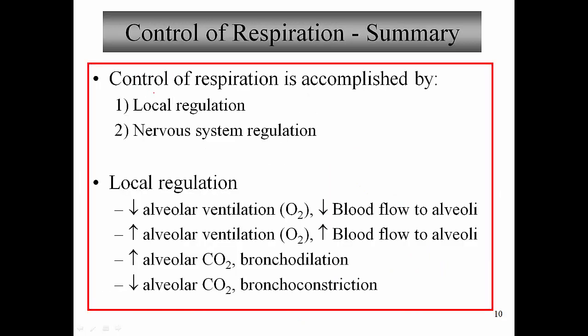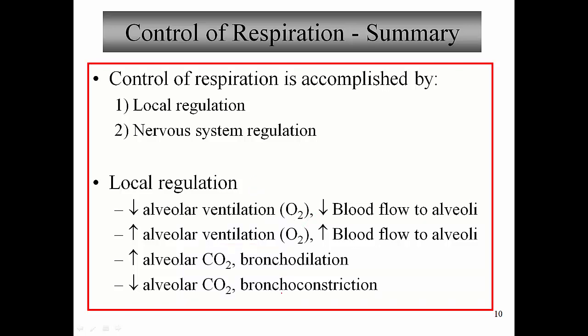So just as a summary, I want to review these things very quickly. Remember that control of respiration is accomplished by two things: local regulation and also nervous system regulation. When we talked about local regulation, very importantly, we talked about that important VQ ratio, so ventilation-perfusion matching, or coupling. And what we said, remember, is that if we have decreased alveolar ventilation, for example, in a lobule of the lung, we would want to decrease blood flow to those alveoli. Conversely, if we had an increased alveolar ventilation, we'd want to increase the amount of blood that we send to those alveoli so there's more hemoglobin available to pick up the increased oxygen.